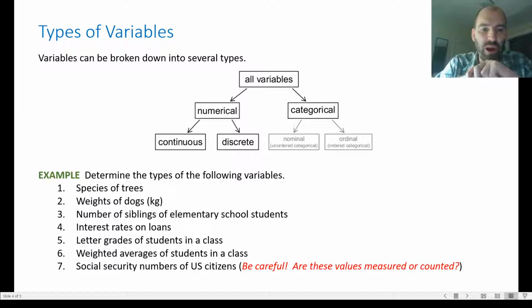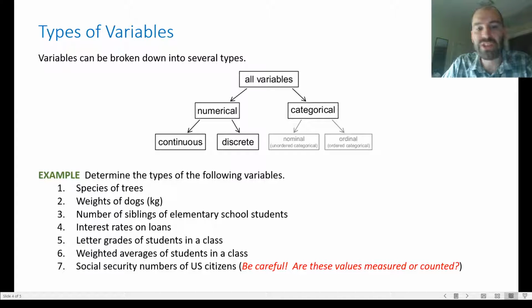Number two, weights of dogs in kilograms. Well, I gave this example about weights. If I measure the kilograms really accurately, then it would be considered a continuous variable. Okay. Now, if I round to the nearest 10 kilograms, okay, discrete, because now I'm rounding. I can only go up by increments of 10, right? But I think we probably wouldn't do that if we were measuring dogs. That would be too rough a measurement.